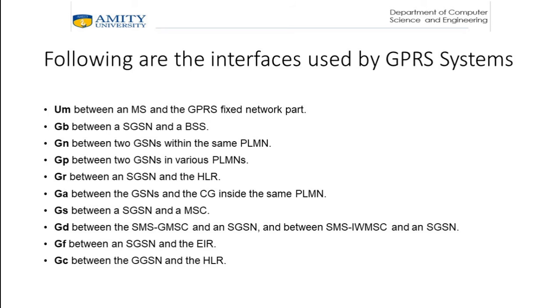The Gc between the GGSN and the HLR is next. The GGSN may request the location of an MS via this optional interface. The interface can be used if the GGSN needs to forward packets to an MS that is not active.